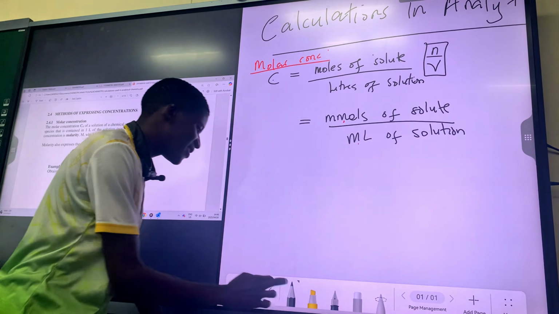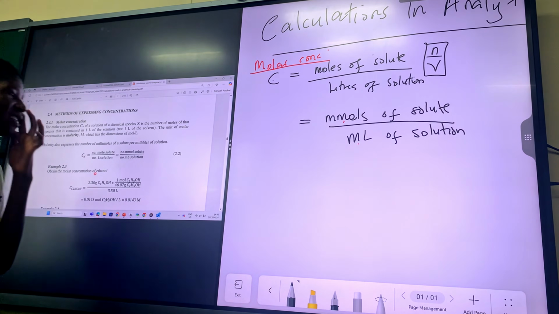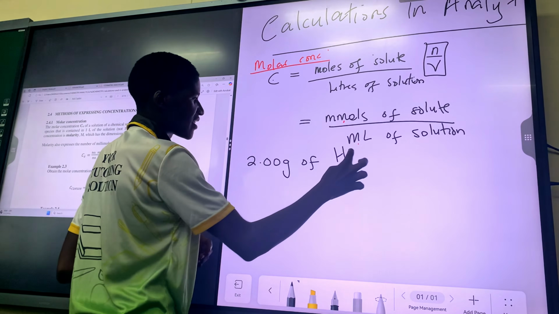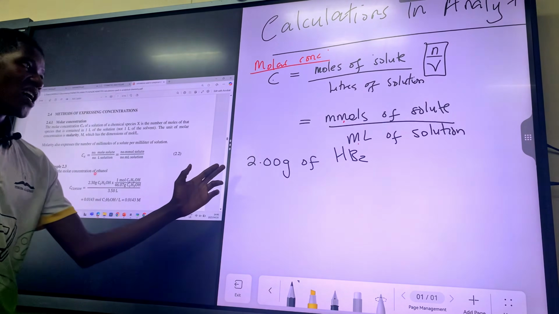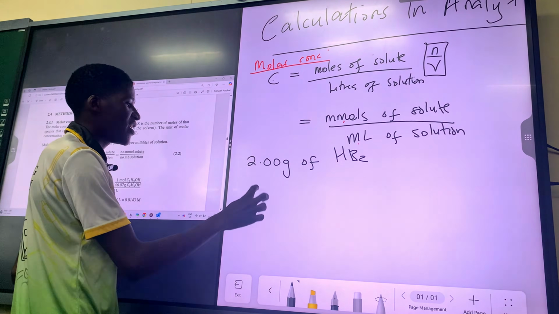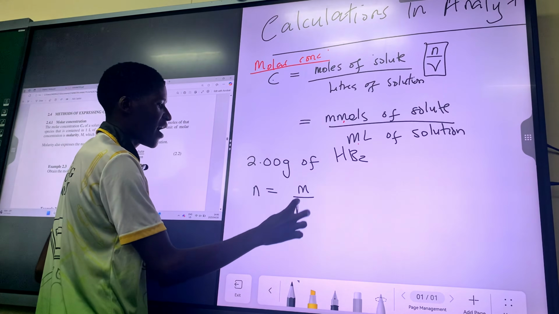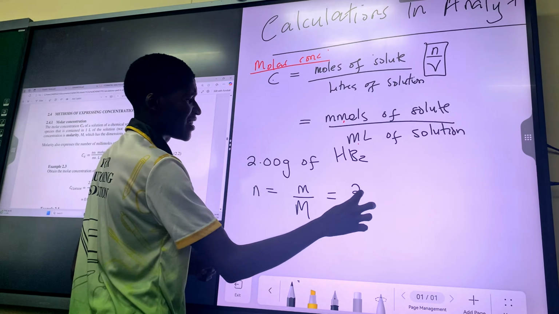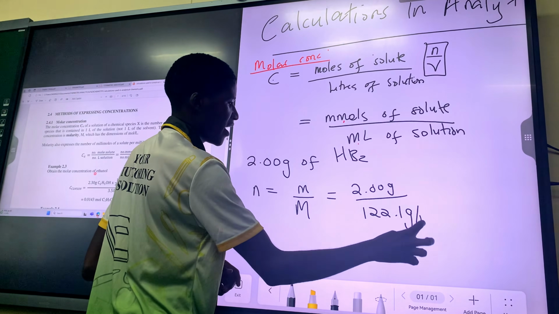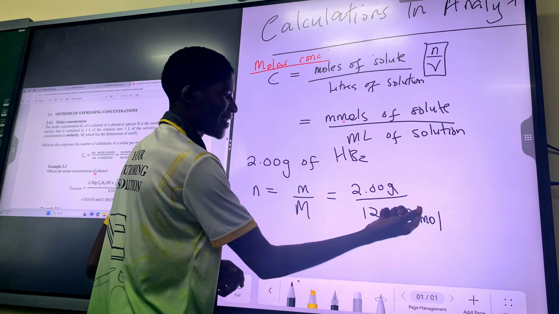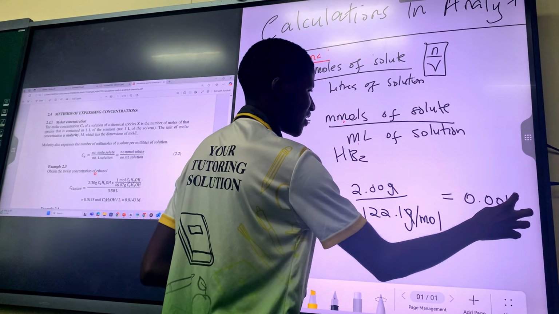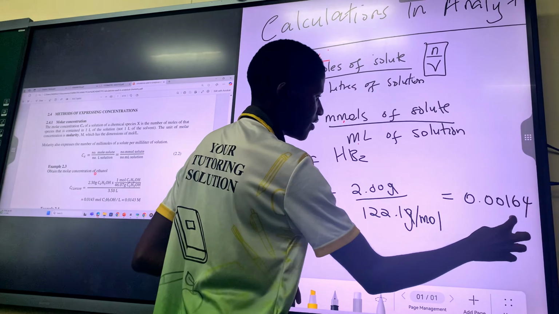For example, in this example that we had done, we had 2.00 grams of benzoic acid. The number of moles is found using mass over molar mass. So n equals the mass over the molar mass. Substituting, that was 2.00 grams over 122.1 grams per mole. Grams cancel grams, mole goes up, and we remained with something like 0.00164. And this was in moles.